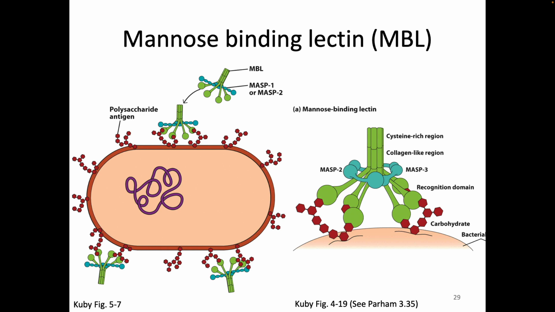We'll see a few different lectins this semester. Specifically, the lectin in this case is called mannose binding lectin. It binds to a special carbohydrate. Guess what that carbohydrate is? Mannose! So this pathway actually starts with a protein called mannose binding lectin, or MBL. So the lectin pathway starts with the lectin, MBL, mannose binding lectin.